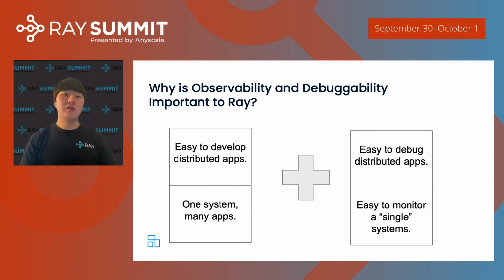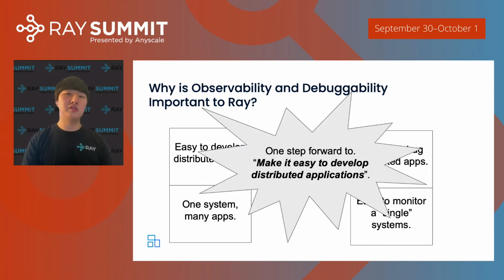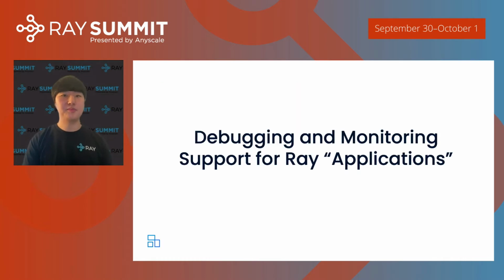The goal of Ray is to make it easy to build distributed applications. Since debugging and monitoring is a very difficult problem everyone needs to solve when they're building distributed systems, Ray cannot make it really easy to build them if it doesn't provide seamless experiences in debugging and monitoring. That means if debugging becomes easy, it'll help Ray move one step forward to the goal, making it easy to develop distributed applications. So now it is time to learn how we actually debug and monitor Ray applications.